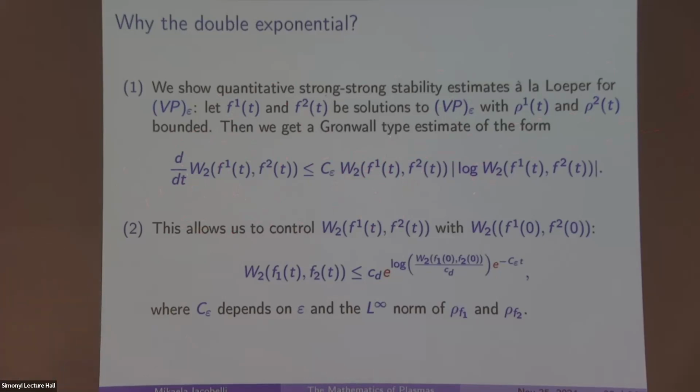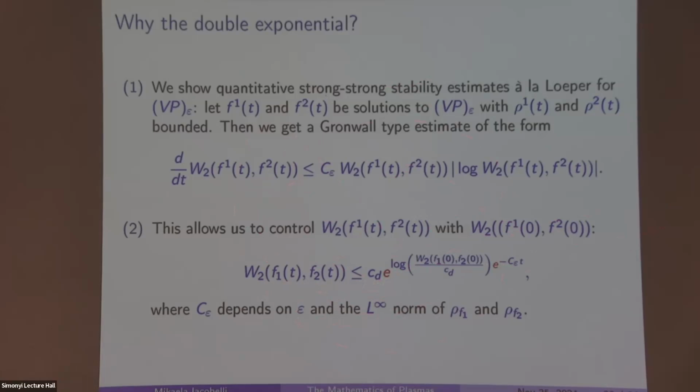This is unavoidable. So if ρ1 and ρ2 are in L infinity, this is all you get. This is the best you can get. And then when you integrate this inequality, you see the double exponential appearing. So this comes from the fact that if ρ is in L infinity, the electric field is only log Lipschitz. There is nothing that can be done, but maybe something can be done to improve this estimate.